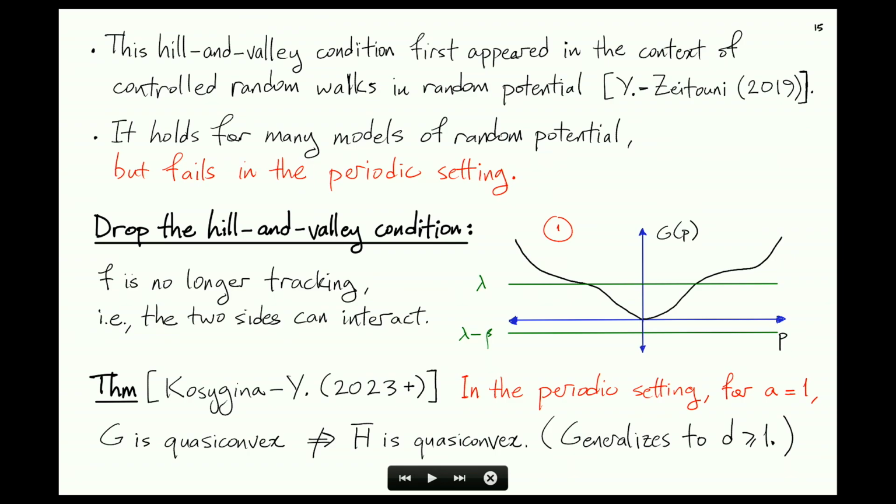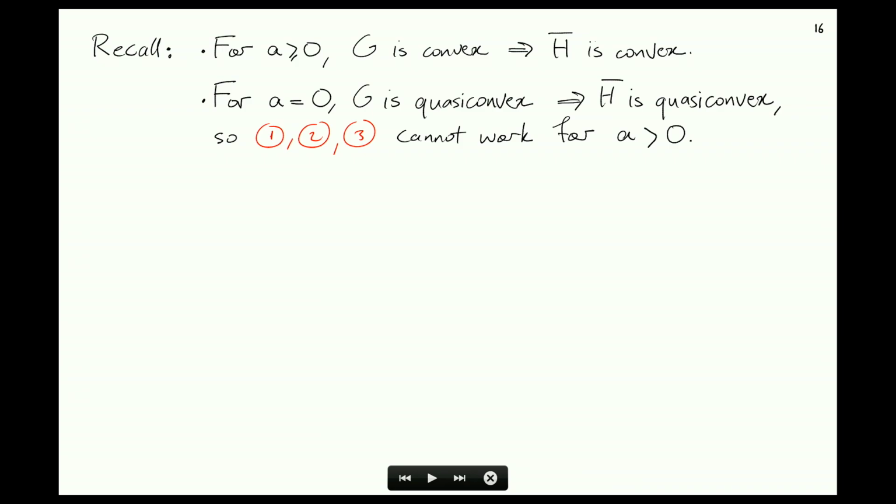Okay, so just to recap, right? For A greater than or equal to 0, inviscid and viscous: if G is convex, H bar is convex. So convexity is preserved. Quasi-convexity is preserved in the inviscid case, also under hill-valley. But now we just told you that when A is 1, for example, it's not necessarily preserved. So this also means that our hope of proving homogenization in the Armstrong-Tran-Yu spirit, with the decomposition and the strong induction, is not going to work, right? It took us a long time to realize that, because we were trying to use it, and then we realized that it's impossible, it's futile.